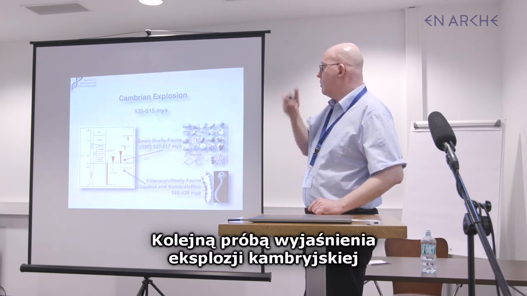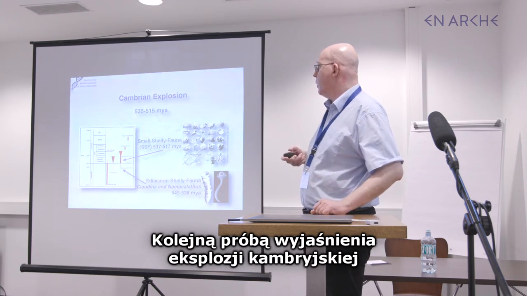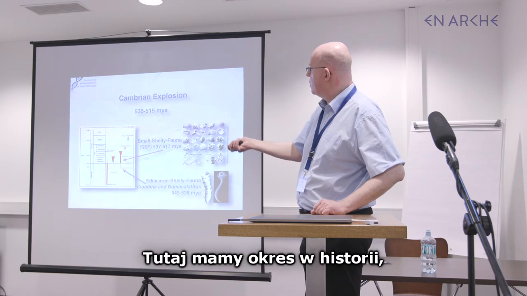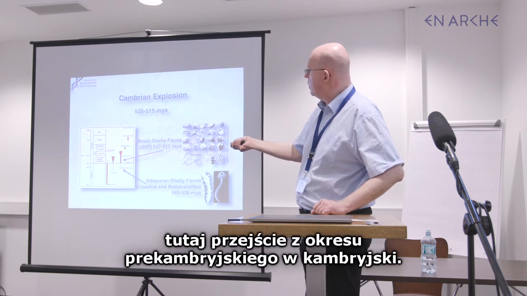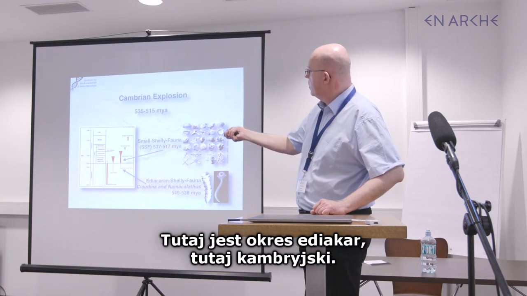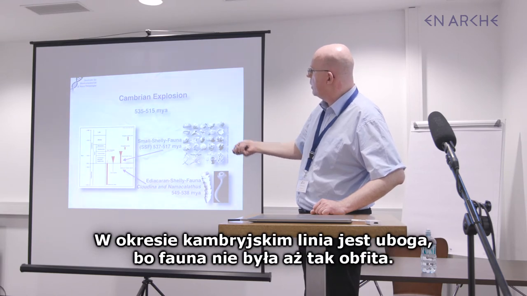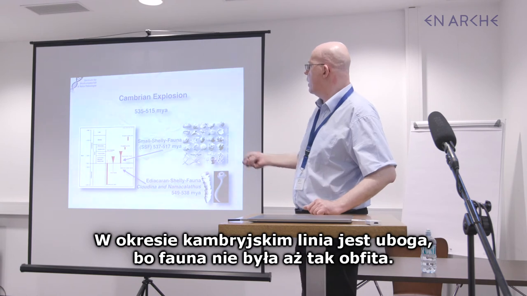Another attempt to explain the Cambrian explosion away was this so-called small shelly fauna. And what you have here is a time axis of Earth history. Here's the transition between the Precambrian and the Cambrian. Here's the Ediacaran time, here's the Cambrian time. And this small shelly fauna is very diverse in the Cambrian. Then you have this very thin line, this means less diverse in the Ediacaran.